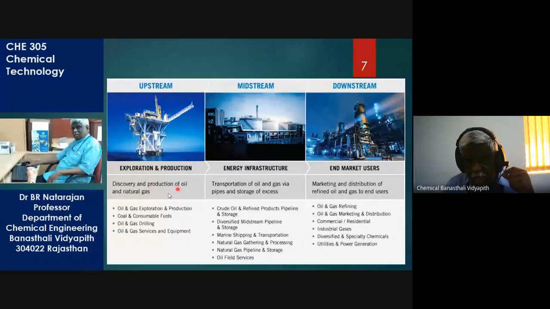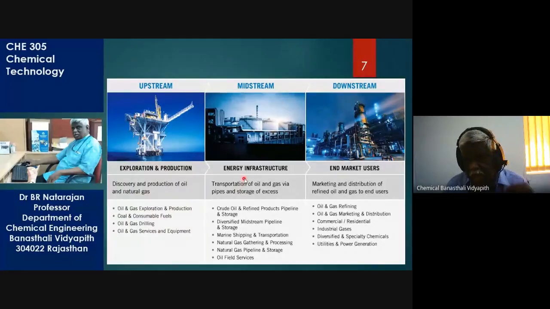So this is the exploration and production, right? What all is happening here, right? So oil and gas drilling, oil and gas service and equipment. So it's all happening upstream. Then comes midstream.